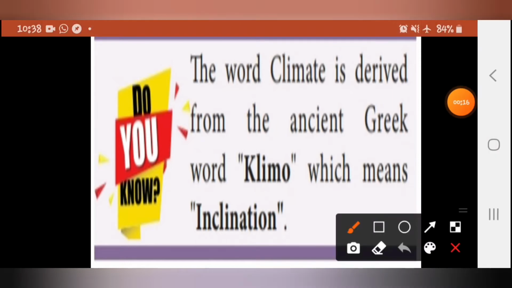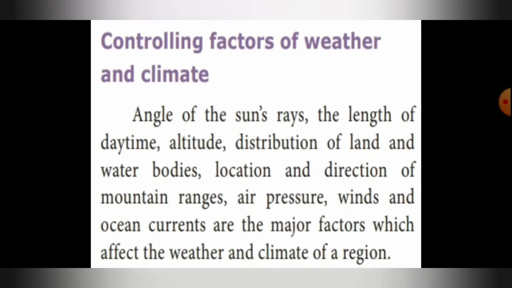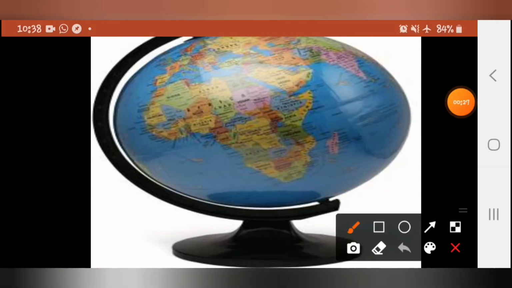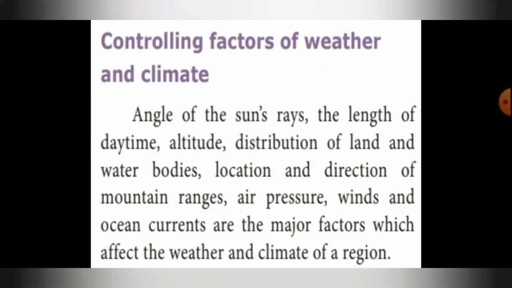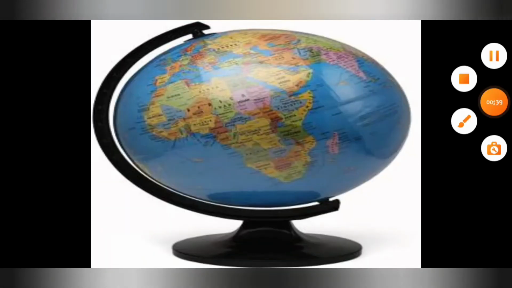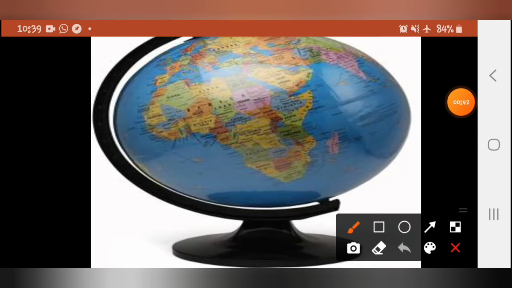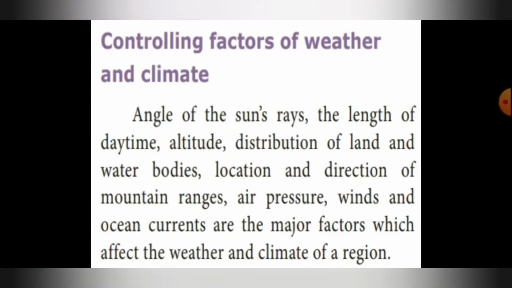The word climate has been derived from the ancient word klimo. What is klimo? Klimo means inclination, as we saw. This is the globe's picture. What does it show? The globe has been inclined. Inclined is nothing but tilted. See, this is tilted. The globe is tilted. So, northern hemisphere, southern hemisphere. Got it?